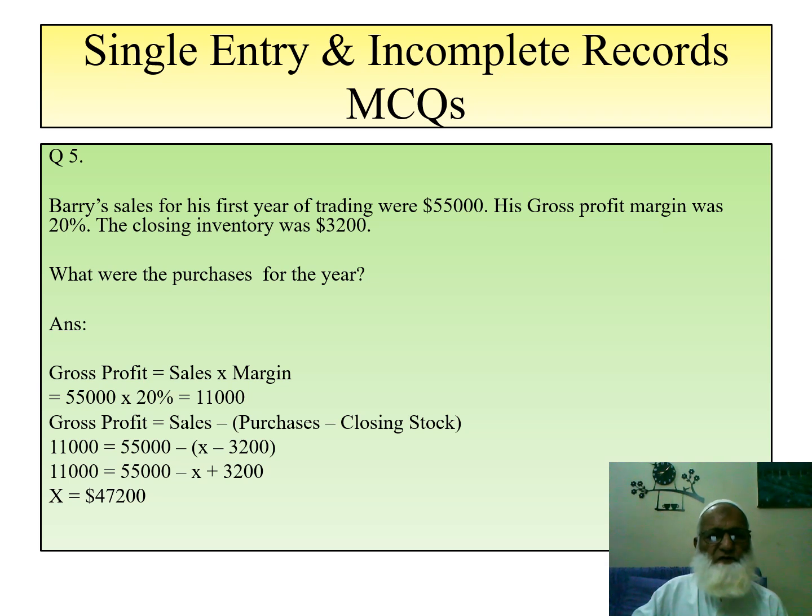Barry's sales for the first year of trading were $55,000. His gross profit margin was 20%. The closing inventory was 3,200. What were the purchases for the year? Gross profit is equal to sales into margin. So gross profit: 55,000 sales multiplied by 20% is $11,000.